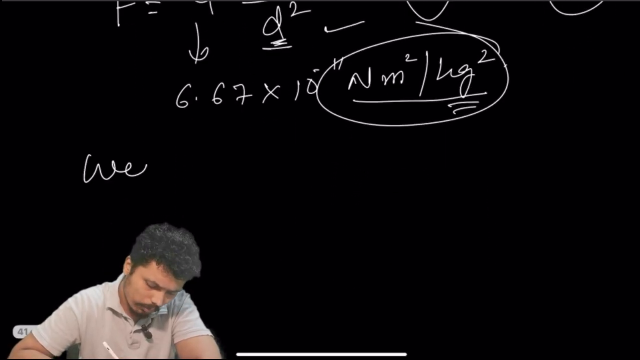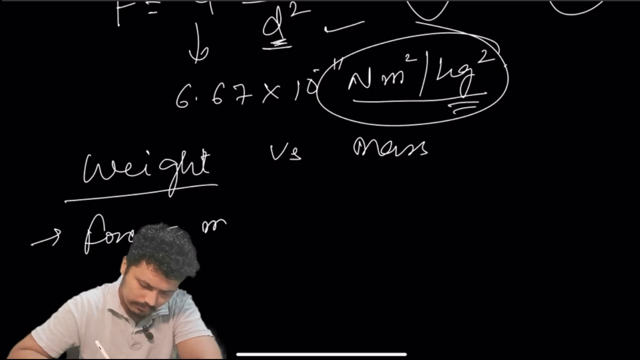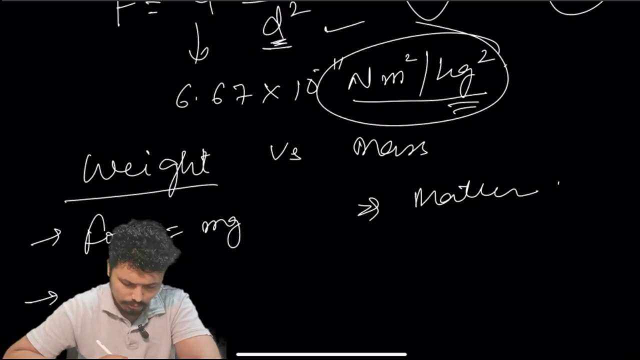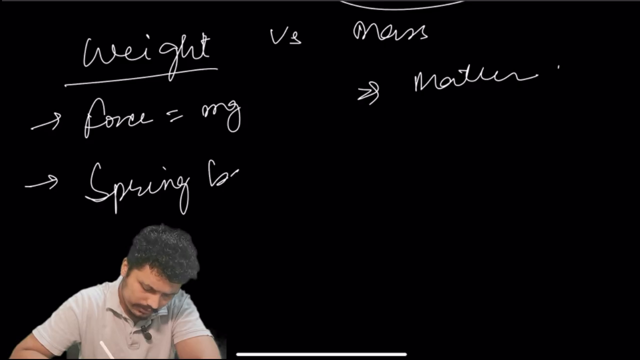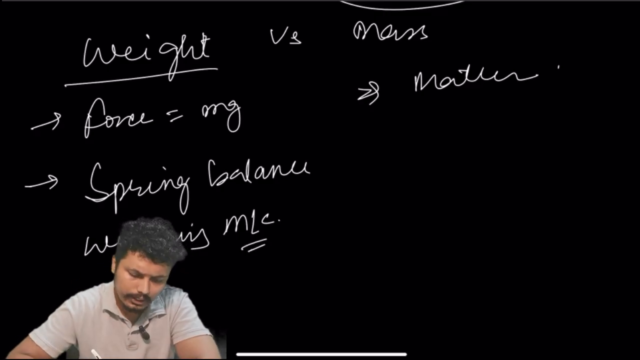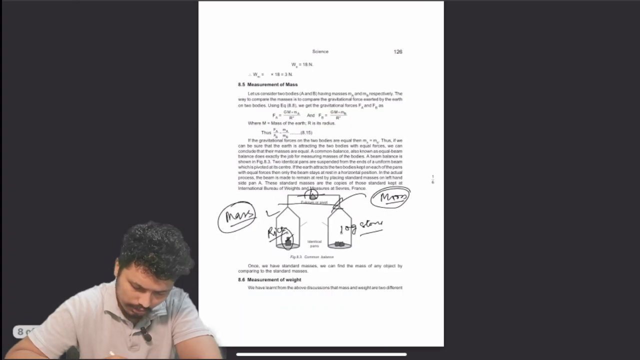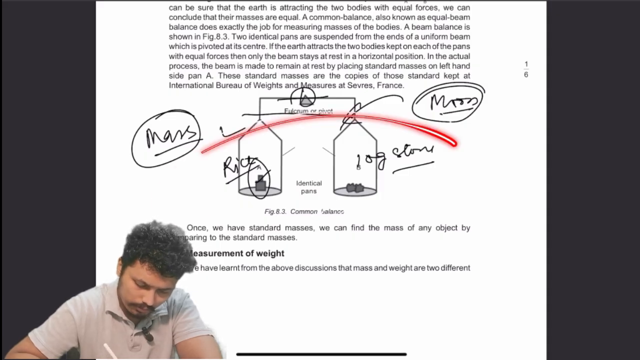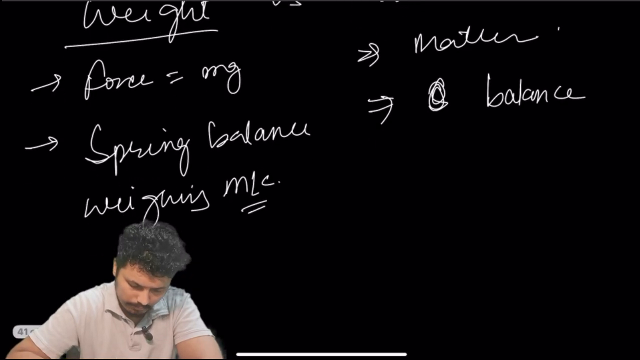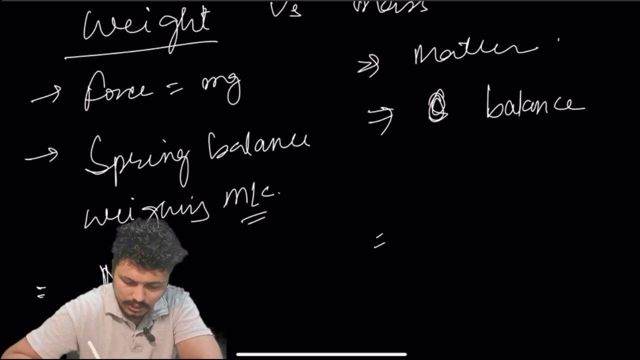I have discussed weight versus mass. Weight is force, mg. Mass is the quantity of matter. Weight can be measured by a spring balance, or by a digital weighing machine. Mass can be measured by a common balance. This is for mass. The unit of weight is Newton. Mass is kg.